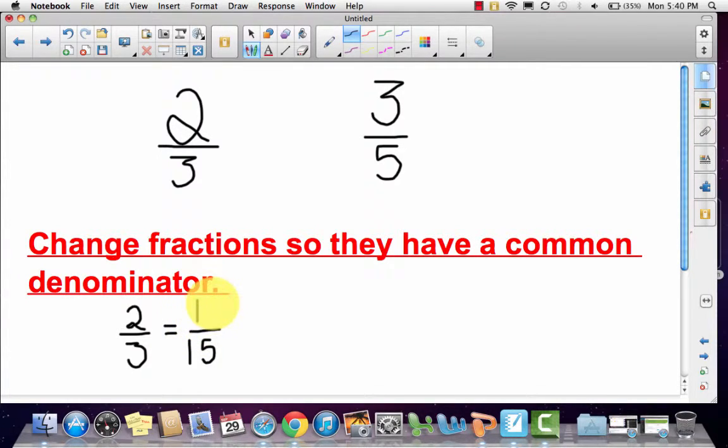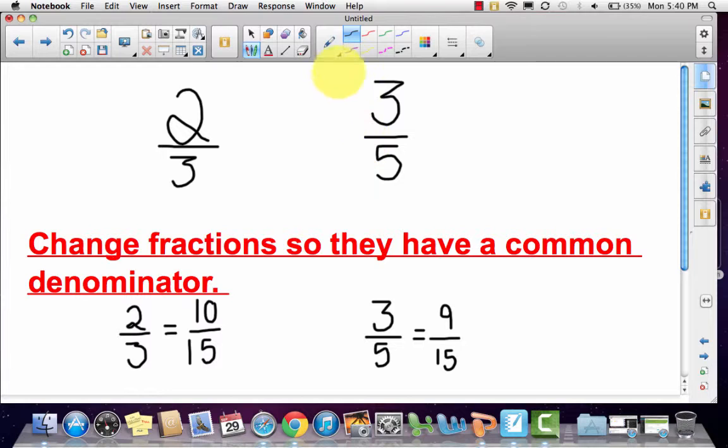I'm then going to do a similar thing with my second fraction. I start off as 3/5. I also want to have a denominator of 15 here. In order to get 15 in the denominator, I multiply by 3. So 5 times 3 is 15. Since I multiplied the bottom by 3, I must multiply the top by 3. 3 times 3 is 9.